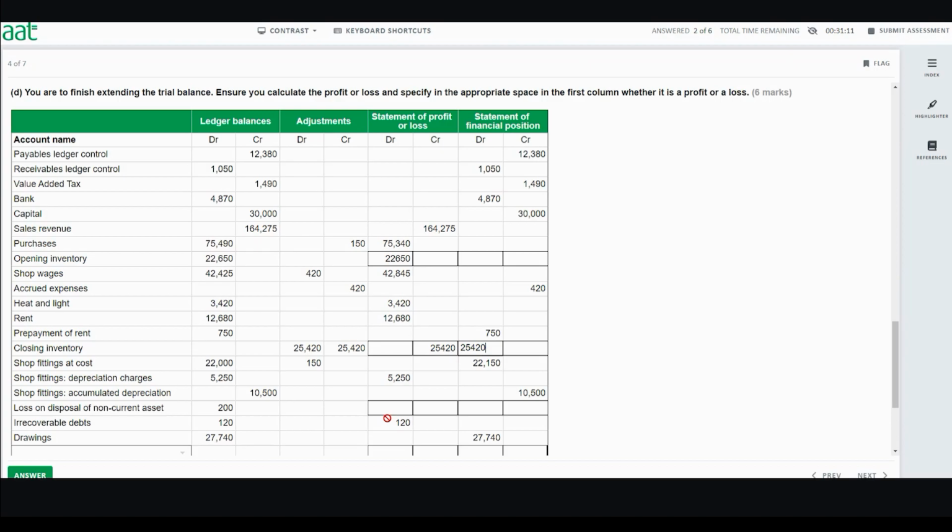We've got a loss on disposal of a non-current asset. Well, if you think back to what you've already done, a loss is a debit, it's an expense in the P&L, okay? So we've got £200 in the profit and loss.